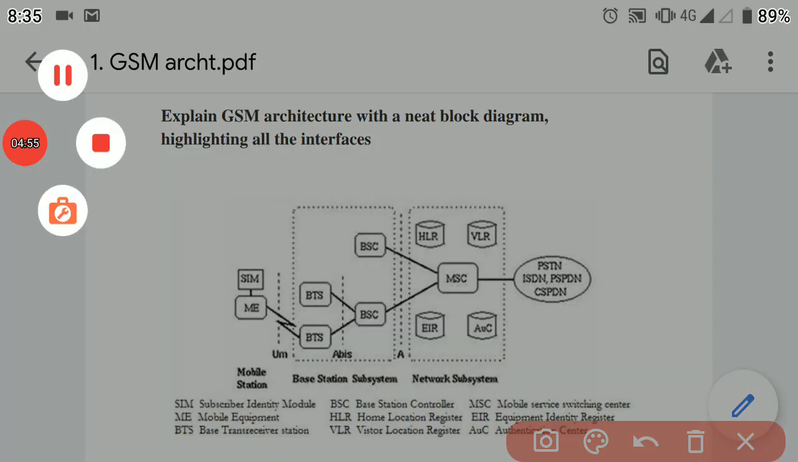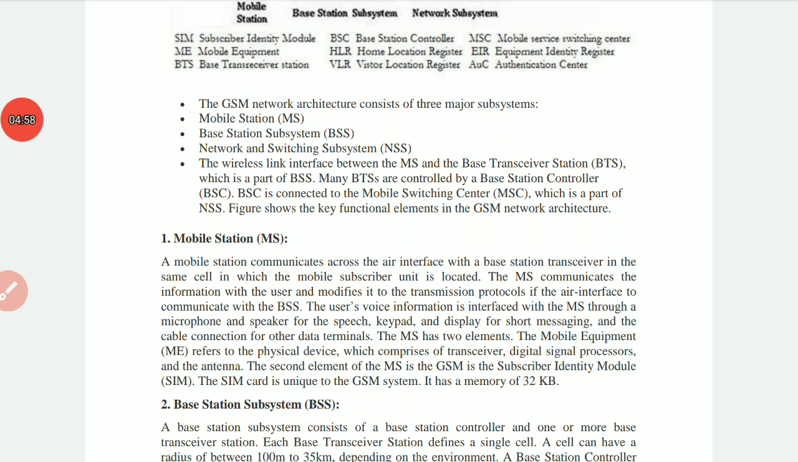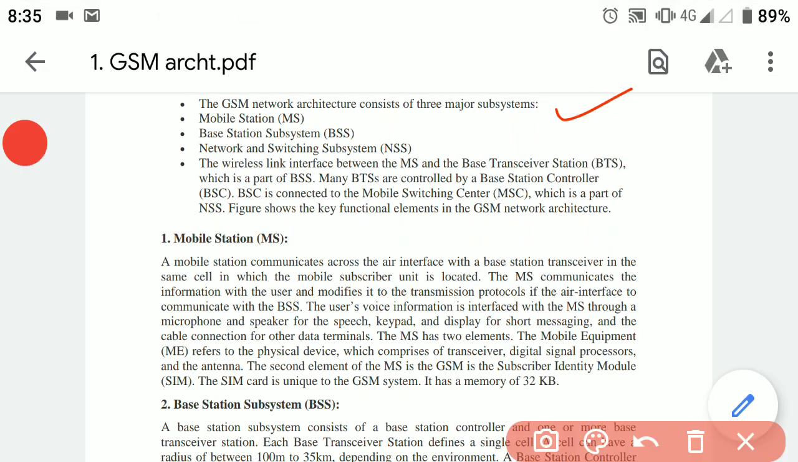Now the GSM architecture, as we have just discussed, has three major subsystems. That is, first one is mobile station, then we have base station subsystem, then we have network and switching subsystem. Among these we have interfaces, that is wireless link interface between MSC and BTS, which is a part of BSS. That is your UM interface we have just discussed.